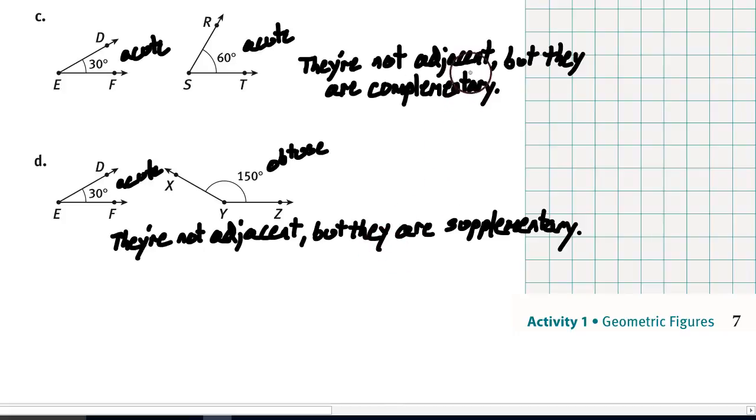So here we've reviewed the word adjacent to mean they share a side. We've also reviewed the word complementary, angles that add up to 90 degrees, and supplementary, angles that add up to 180 degrees.